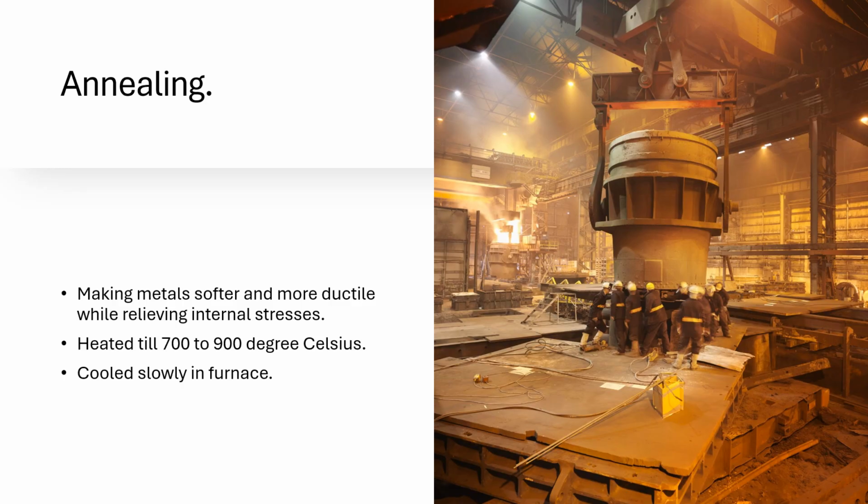First up is annealing. This process is all about making metals softer and more ductile while relieving internal stresses. During annealing, the metal is heated to a temperature range between 700 to 900 degrees Celsius, that's 1292 to 1652 degrees Fahrenheit. Once it reaches this temperature, it's held there for a while and then cooled slowly in the furnace. The outcome? A softer material with improved ductility, making it easier to work with and less likely to crack under stress.